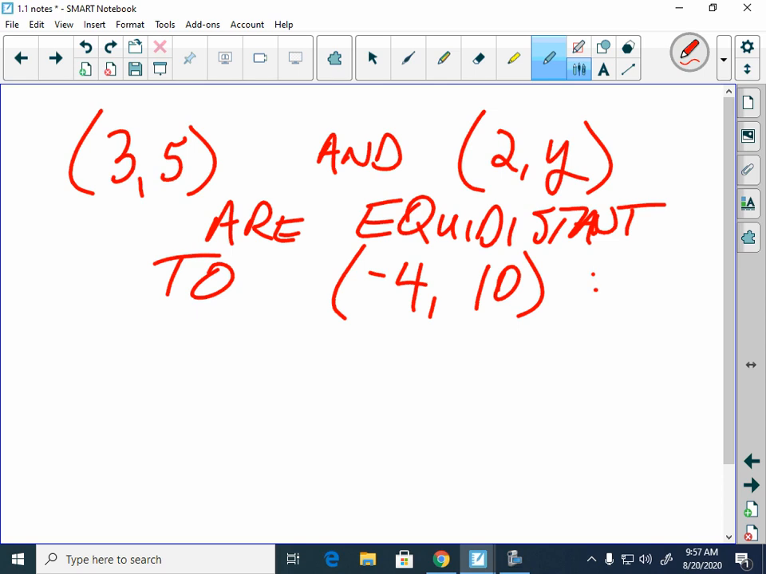I totally just made this up. Totally. Just made it up. I hope it works. It's not going to. It'd be awesome if it did, but I really don't think it's going to. Okay, so 3, 5, and 2y are equidistant to negative 4, 10.